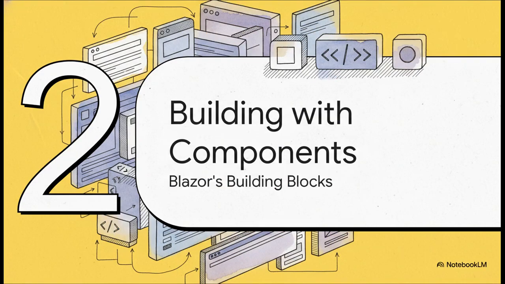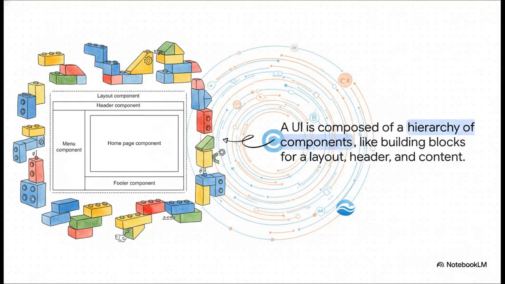All right, so how do you actually build something with Blazor? The answer lies in a concept that's at the heart of pretty much all modern web development. You build with components. Honestly, the best way to wrap your head around this is to think of a component as a self-contained, reusable piece of your user interface, kind of like a Lego block. You just assemble all these different blocks, a header component here, a menu component there, to build out your entire application from the ground up.